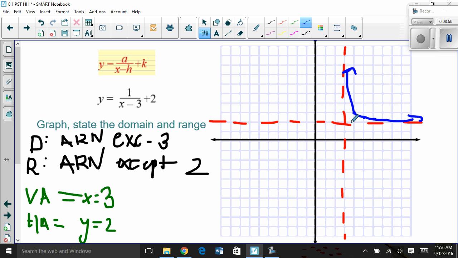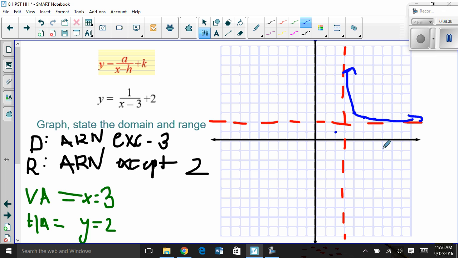Now we'll try the other way. We can't do 3, so we'll do 2. So we're plugging in 2. 2 minus 3 is -1. 1 divided by -1 is -1. -1 plus 2 is 1. So sorry about that. We'd have 2 and then up 1.